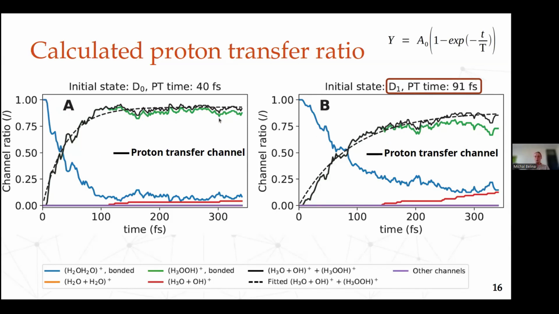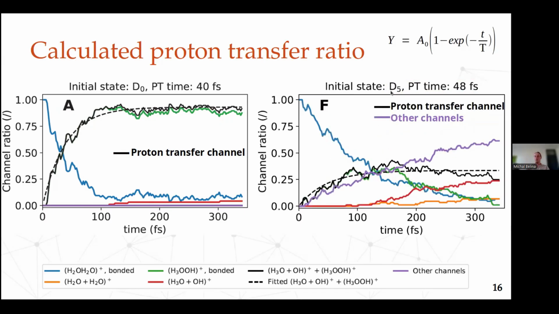So although this final channel ratio yield is almost the same, like here it is 85, here it is 80%, the proton transfer is happening much slower. So it's really important in which electronic state you start.